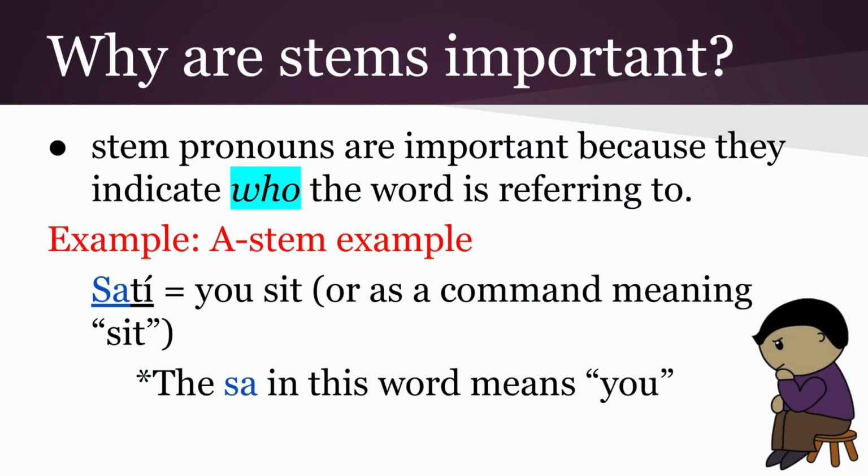So stems are important because they indicate who the word is referring to, and they help us to understand our words rather than just memorizing a word. A good example is zadi, or sadi, you could say too, depending on the pronunciation. The za or the sa in zadi means you, so it's indicating who the word is referring to. If you wanted to say I sit, that's going to use a different pronoun. But if you're saying you sit, as in a command, it's sadi. So that's just a good example.